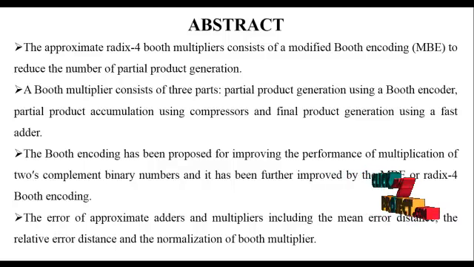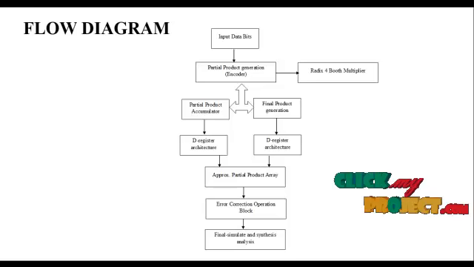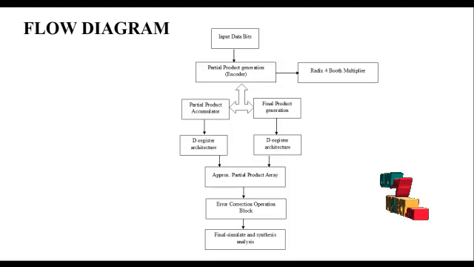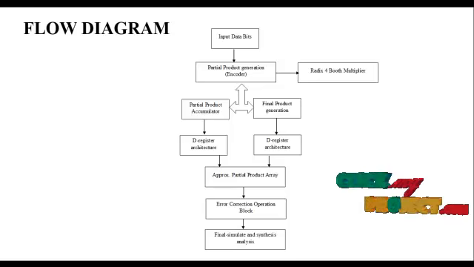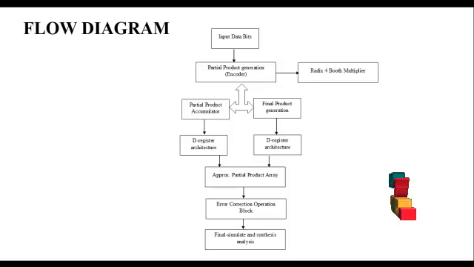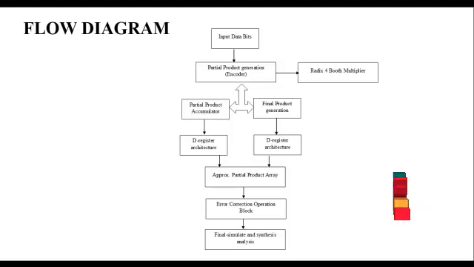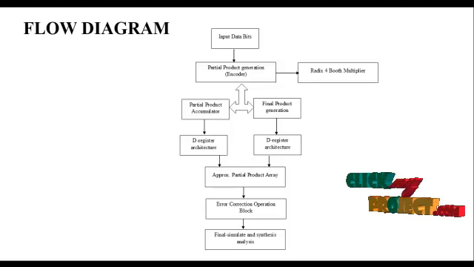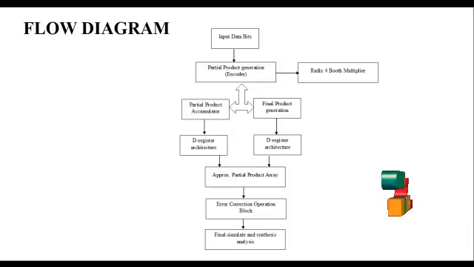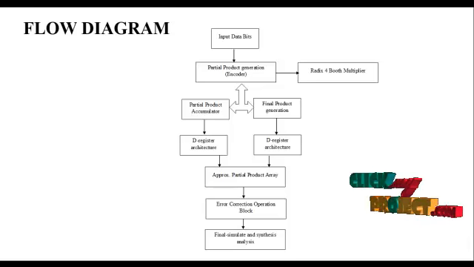VLSI encoding process. Our process flow diagram: first of all, the input data bit. The input data bit is 2 power 0, so this is a 1 bit. After that, using the three generations for the radix-4 Booth multiplier concept: one is partial product generation, another is the partial product accumulator, and finally product generation. So these are the three methods comprising the radix-4 Booth multiplier.